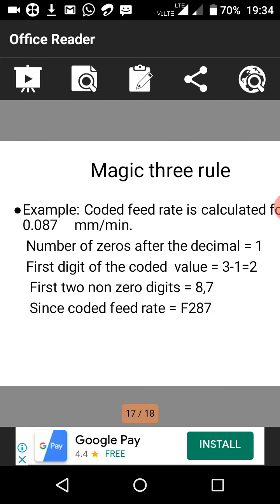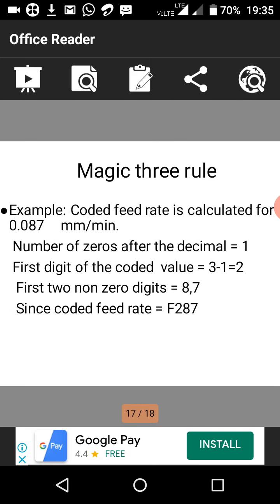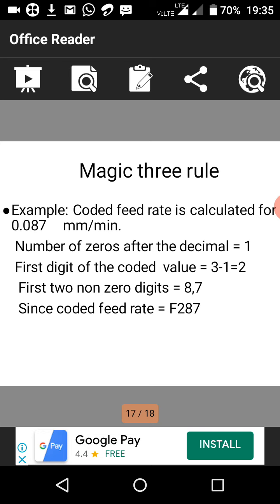See here, for example, how the coded feed rate is calculated. The feed given is 0.087 per minute. What it explains is the number of zeros after the decimal. After the decimal, the number of zeros is only 1, because in 0.087 we should not count the 87. After the point only 1 zero is there. So the number of zeros after the decimal is 1. Next, the first digit of the coded value. What is the first digit?